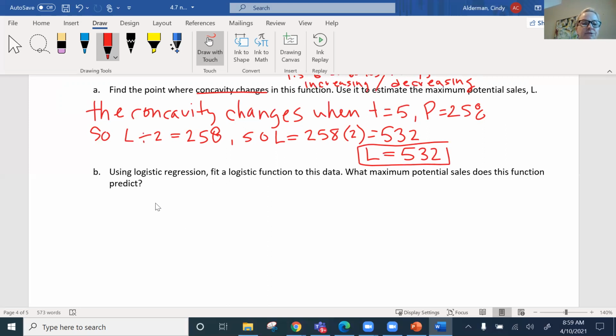All right, so now we're going to do some logistic regression in your calculator. So we're going to put all the data in and then have the calculator give us what L, C, and K are.